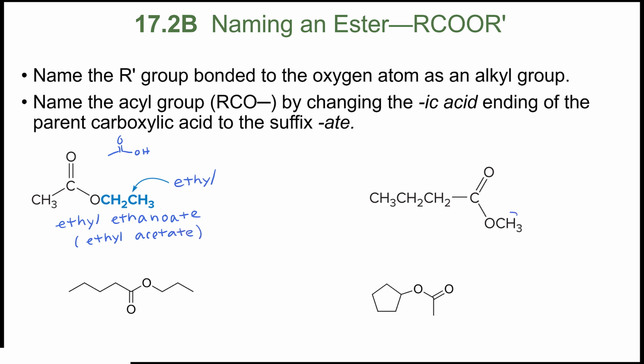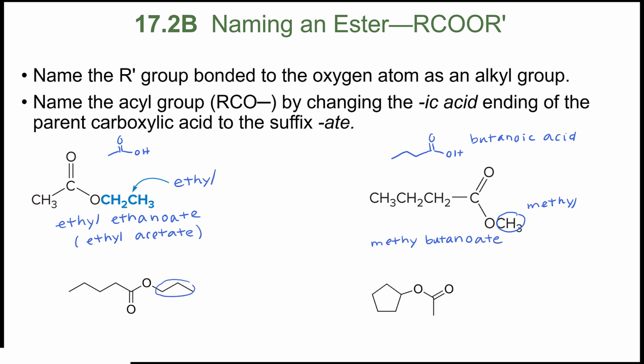If you have 1 CH3, this is methyl, and for a 4-carbon carboxylic acid, this would be butanoic acid. So I'm going to name this one methyl butano. I drop the ic acid and end it in -ate. So that becomes methyl butanoate.